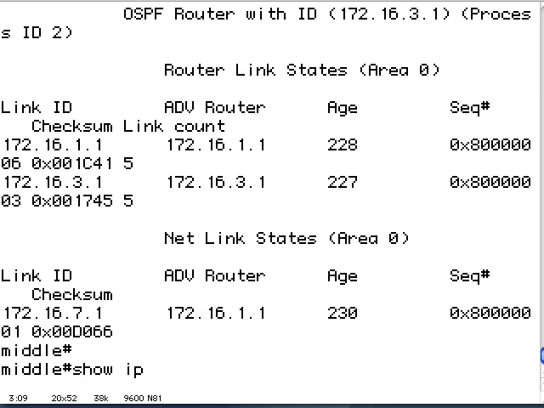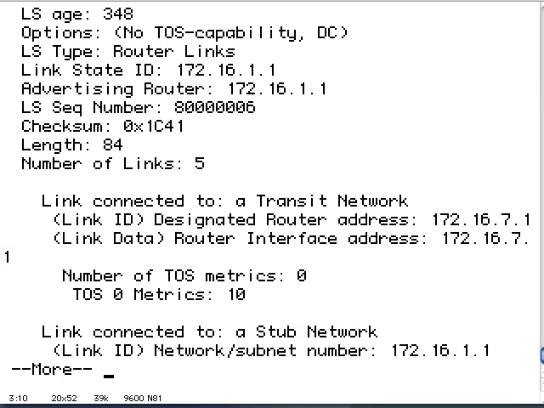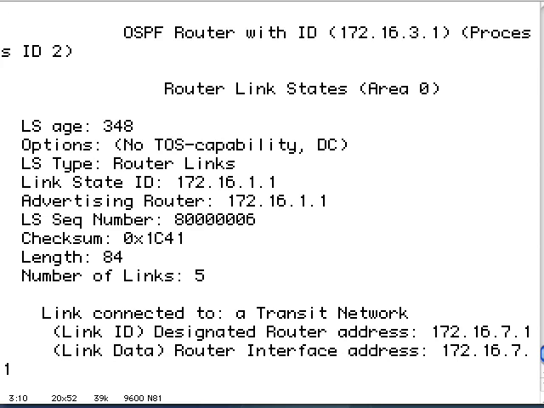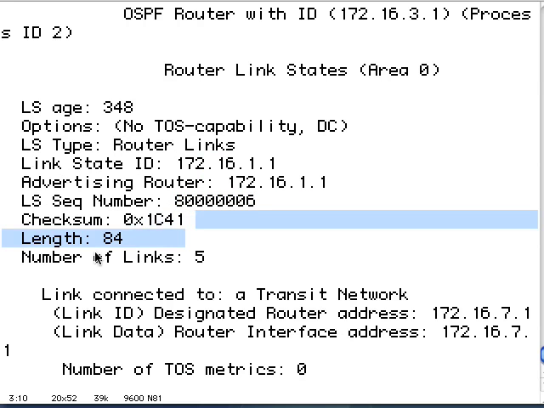Show IP OSPF database router 172.16.1.1. This is the router LSA that we've been looking at from the other router, the top router, this whole time. Let's look at it again and see how it's changed. Okay, its age is now 348 seconds. The link state ID and the advertising router are still 172.16.1.1. The sequence number is now incremented to 80,000,006. It's got a new checksum. It is yet again longer. It now has 5 links.